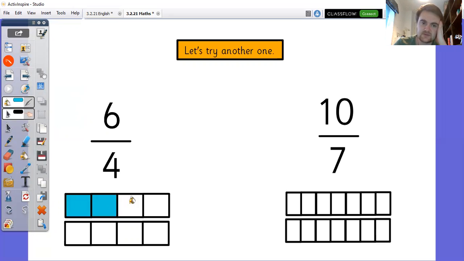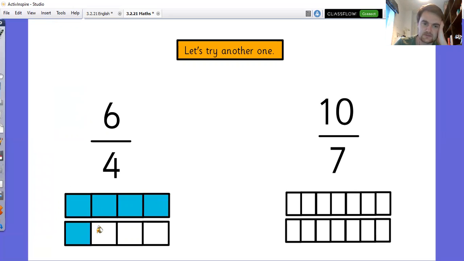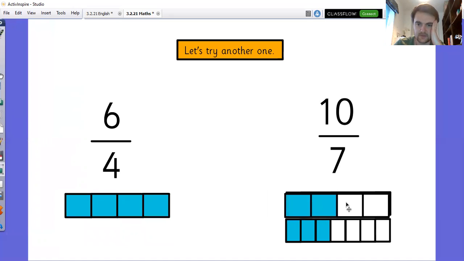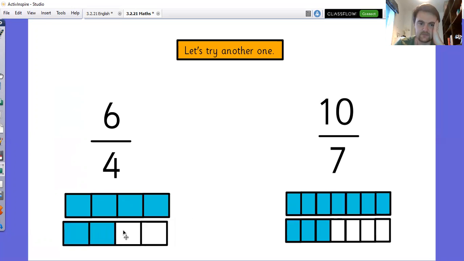First of all, I'm going to use the bar model so that I can check to see what the answer is. So 6/4 and 10/7. 1, 2, 3, 1, 2, 3, 7, 8, 9, 10. Now I can see that they've both got a whole, and if I compare the bit that's left over, I can see that 6/4 is going to be more than 10/7.